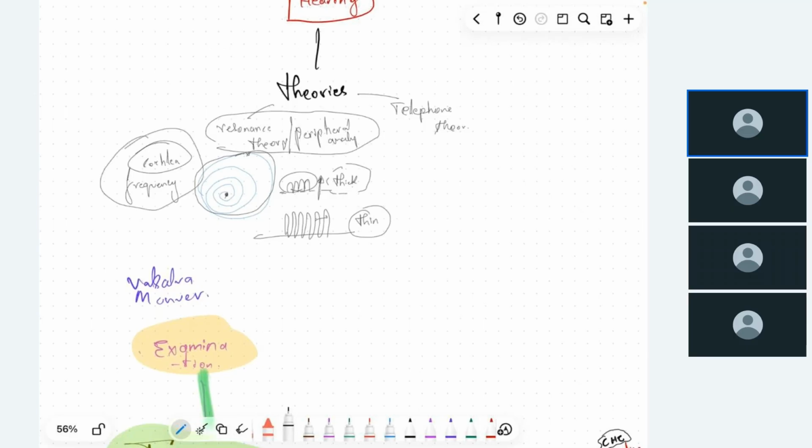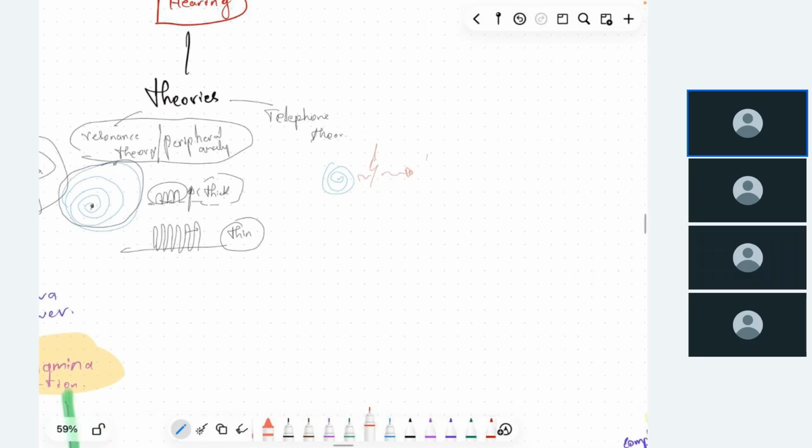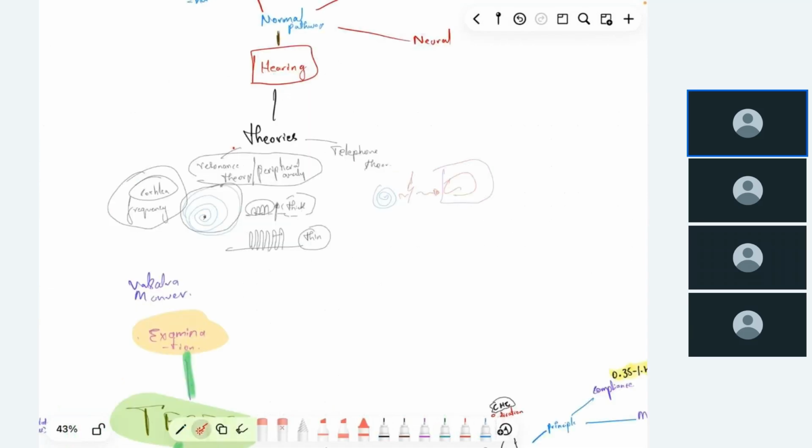Now, what is the telephone theory telling? The telephone theory tells us that the cochlea is not responsible for recognizing frequency, boss. It is only responsible for generating electrical impulses, which are transmitted to the brain, and the brain is the boss, which is responsible for analyzing the frequency. These are two opposite theories, the resonance theory and the central theory.